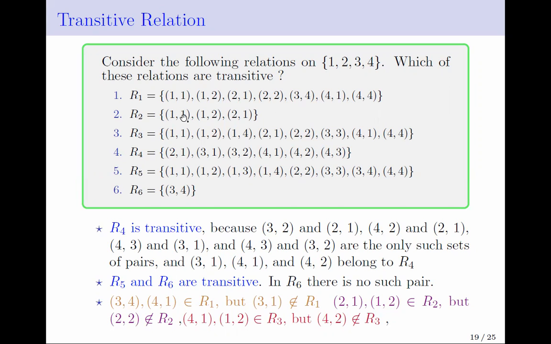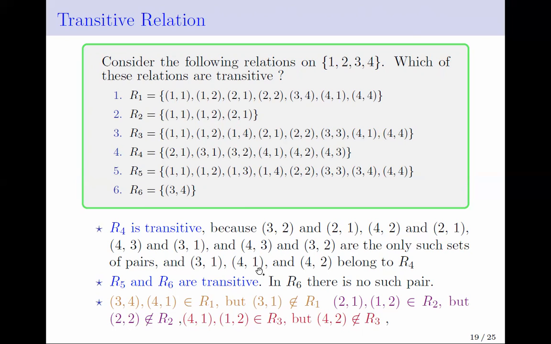What about R2? 1, 2 is there, 2, 1 is there, and 1, 1 is there, okay. But 2, 1 and 1, 2 are here, and 2, 2 is not there. A, B, B, C, then A, C: 2, 1, 1, 2, but not 2, 2. Therefore R2 is not transitive. What about R3? 1, 2, 2, 1 we have 1, 1. 1, 4, 4, 1 we have 4, 1. Then this is the problem: 4, 1 is present, 1, 2 is present, but we have no 4, 2. Therefore, R3 is not transitive.